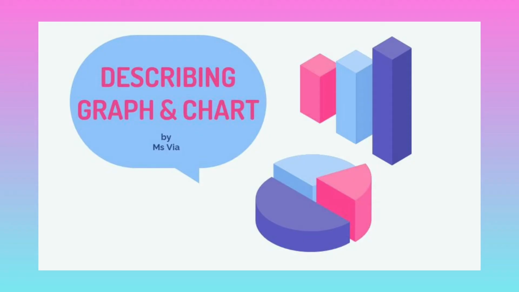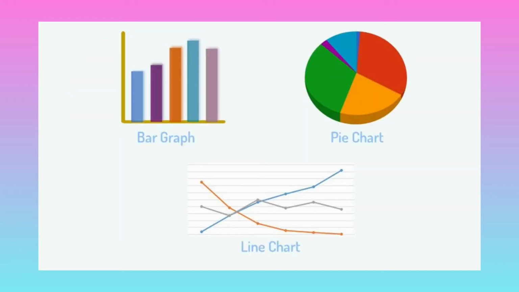Our today's topic is about describing graph and chart. There are many types of graph or charts out there. However, our lesson will be specifically focused only on these three types of graph. The first one, bar graph, second, pie chart, and the last one is line chart.